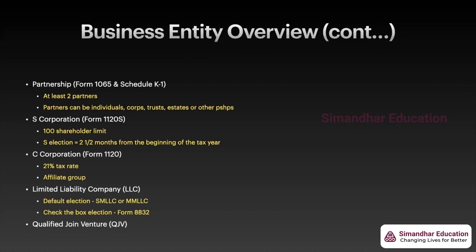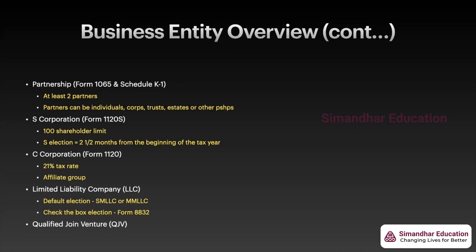Shareholders also receive a K1. So this is similar to a partnership, in that an S corporation would be issuing each shareholder a K1 form, which will report their income and deductions for the tax year. So that's very similar to a partnership. And again, just wanted to highlight that the S election has to be made 2.5 months from the beginning of the tax year.